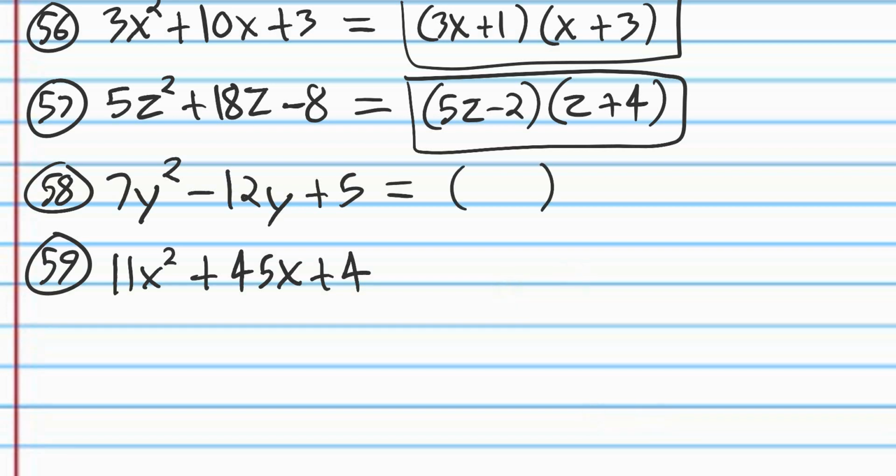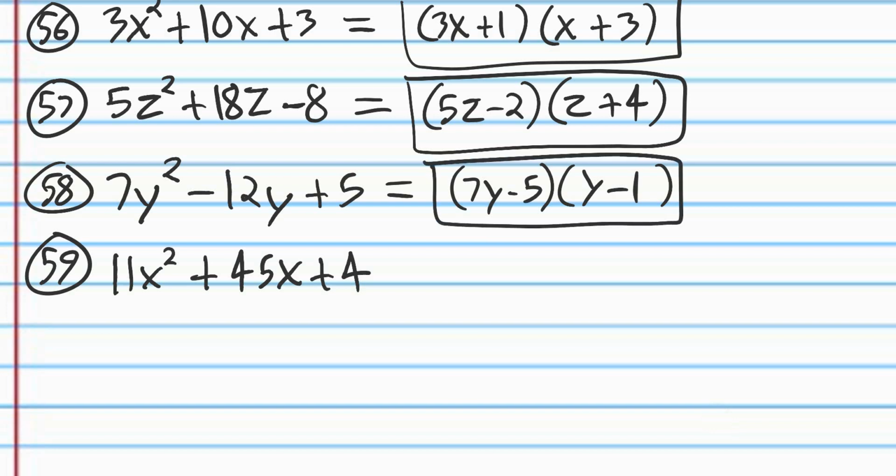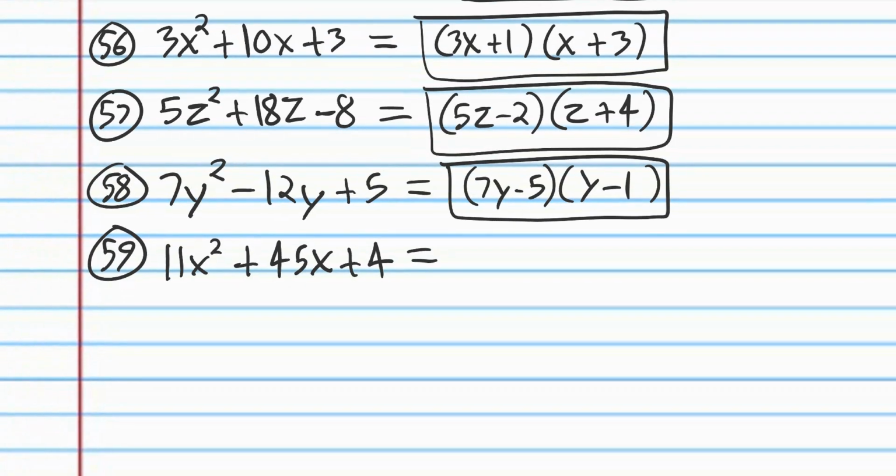All right, we're back. So 7y and y, and we'll try -5 and -1. So if I do O and I of FOIL, I get -12. Looks like I got lucky. I got the answer in the first try. So if you got that answer, good job. Try number 59, and when you come back, we'll do it together.